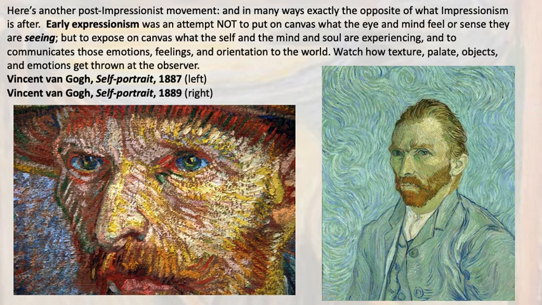So look how the texture, the palette, and the objects get thrown together at the observer. Van Gogh's self-portrait in 1887 to the left, and his self-portrait to the right. Van Gogh, I used to live in New York City. We were members of the Metropolitan Museum of Art, and we'd look at the Van Gogh paintings, especially when my kids were little. I'd show them how thick his paint was. He used so much paint, it's like thick. It actually has its own texture to it to get that swirling kind of effect.